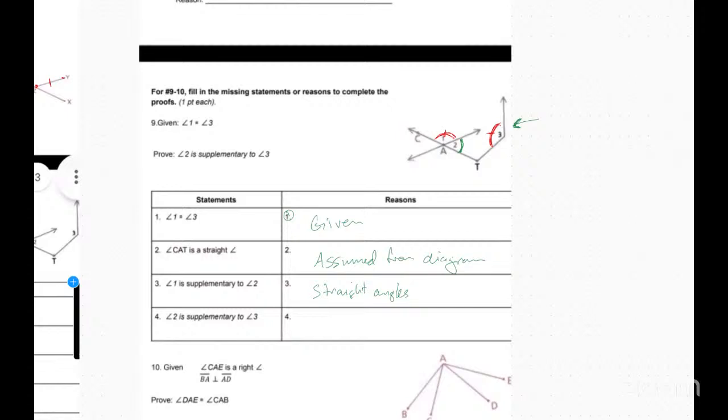Yes. Equal 180 or something like that. Yes, sir.